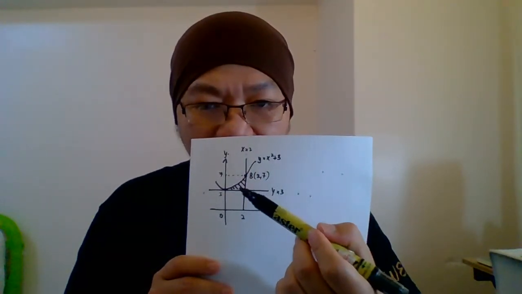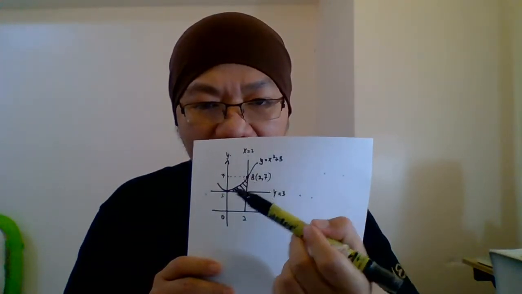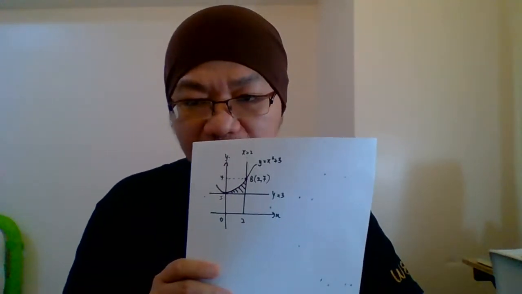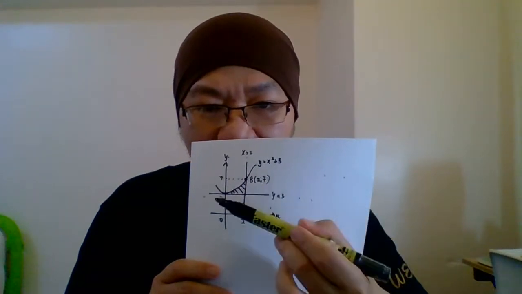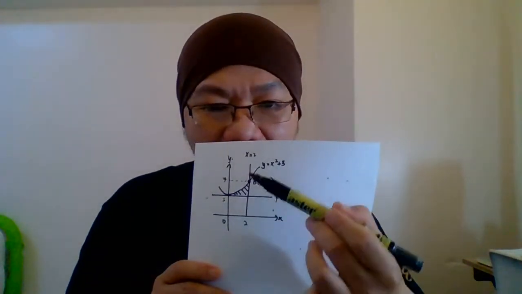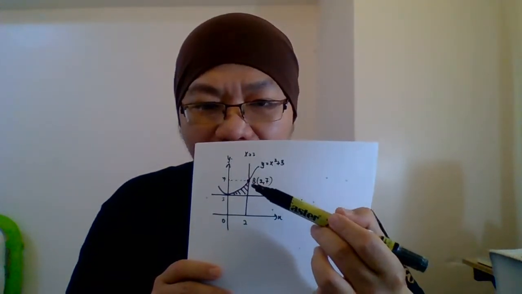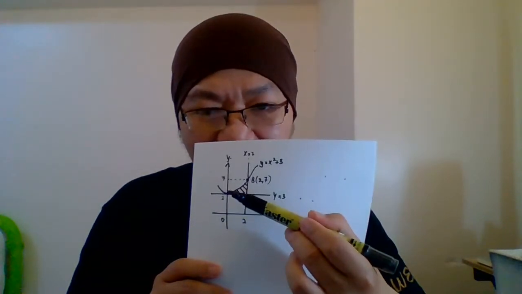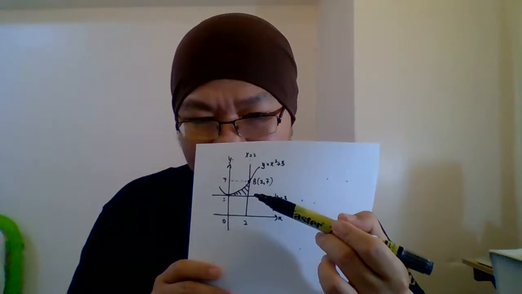So now, I want to find this volume. So this volume is in between the curve and the straight line, right? So, which one is the top? Which one is the bottom? The curve is the top. The straight line is your bottom. So, to find this volume, you need to take the top squared minus the bottom squared. Okay, so let's do that.